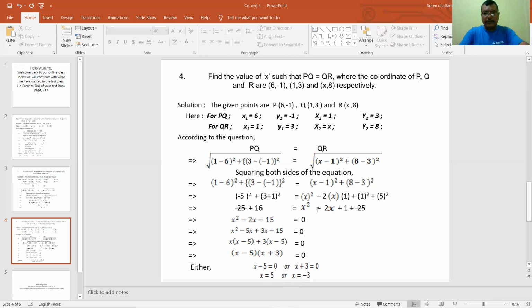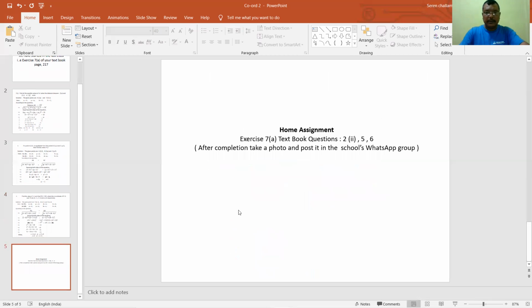So I hope you have understood these problems that we have done, and I'm giving you some home assignments, that is from exercise 7a of the textbook, page 217. You will do it yourself, question number 2, question number 5, and question number 6. And after you've completed, take a photo and post it in the school WhatsApp.